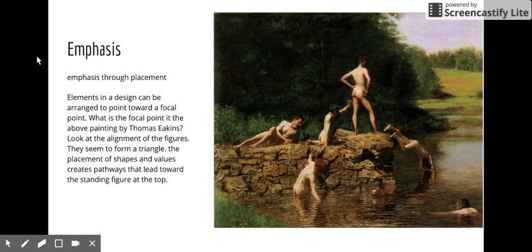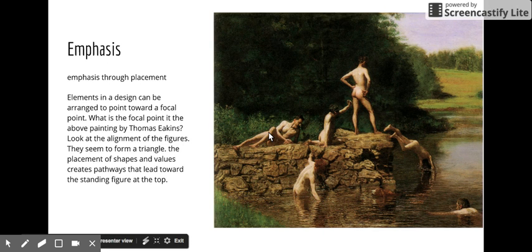There is also emphasis through placement. Elements in a design can be arranged to point toward a focal point. So what is the focal point of the above painting by Thomas Eakins? We look at the alignment of the figures. They seem to form a triangle.